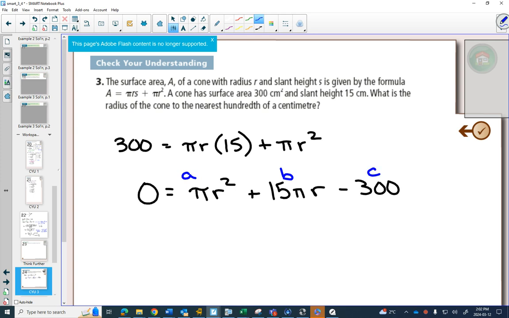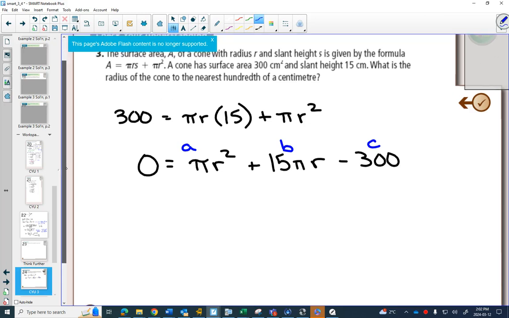So now, do I want to factor? Probably not. Do I want to complete the square with all of those pi's? Probably not. This is a great example of where your formula is going to win.